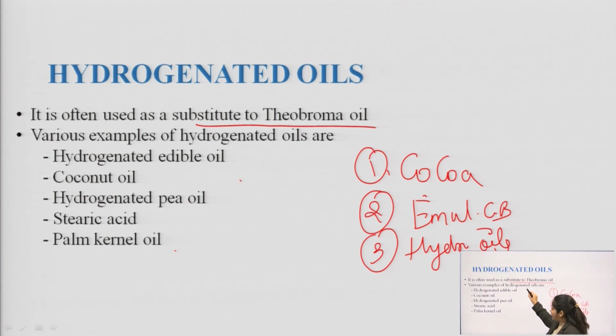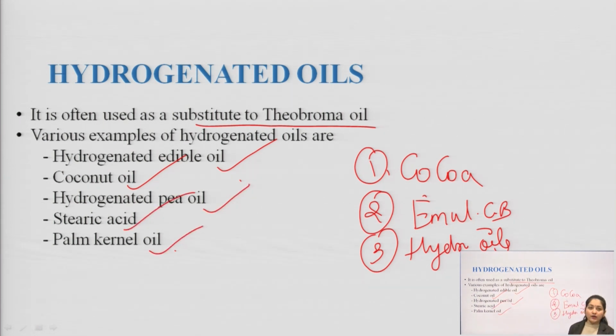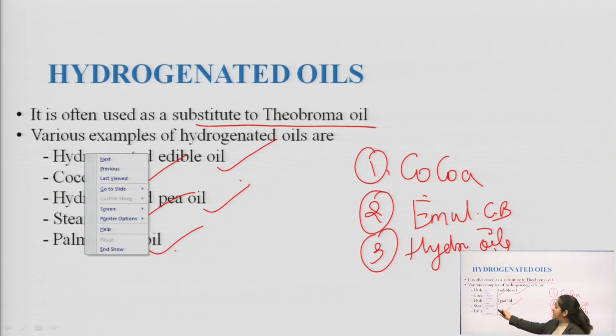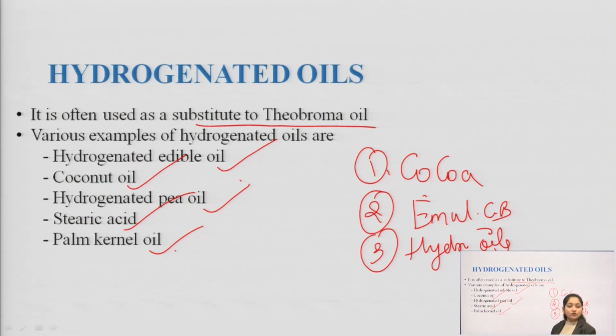They can be hydrogenated edible oil, it can be coconut oil, it can be pea oil, it can be stearic acid, or it can be palm kernel oil. So, hydrogenated oil is any of the oils that are oleogenous in nature and they are extracted from any of the things mentioned here, like pea oil, palm kernel oil, or coconut oil. Moving ahead.